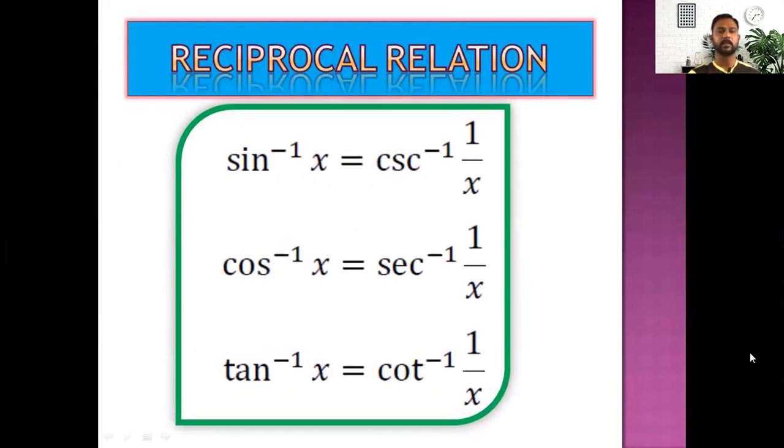Reciprocal relations say sine inverse x is equal to cosec inverse 1 by x, cos inverse x is equal to sec inverse 1 by x, and tan inverse x is equal to cot inverse 1 by x. In the reverse way also, we can say that cosec inverse x is equal to sine inverse 1 by x, sec inverse x is equal to cos inverse 1 by x, and cot inverse x is equal to tan inverse 1 by x. Let us see how this happens.